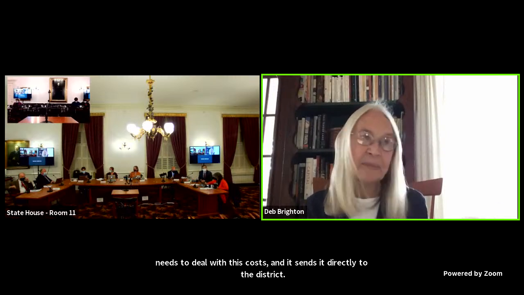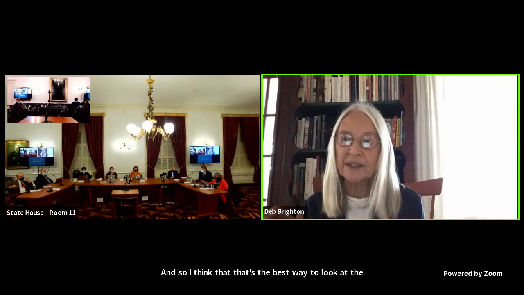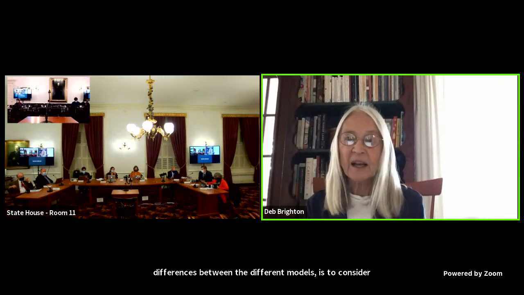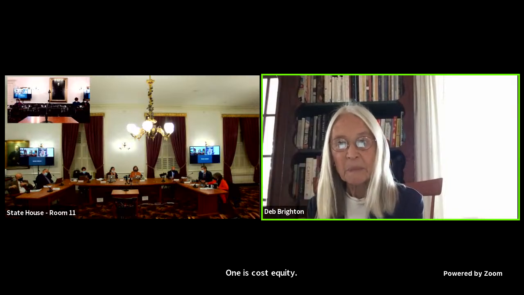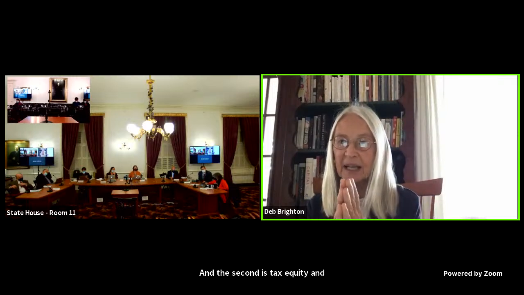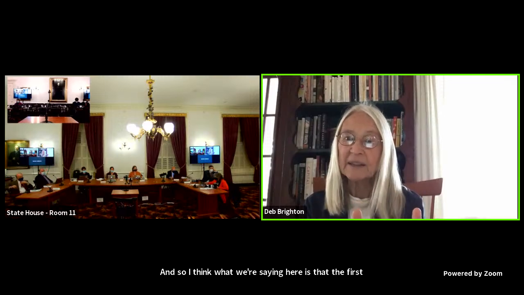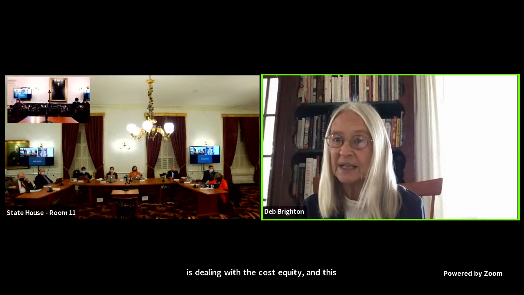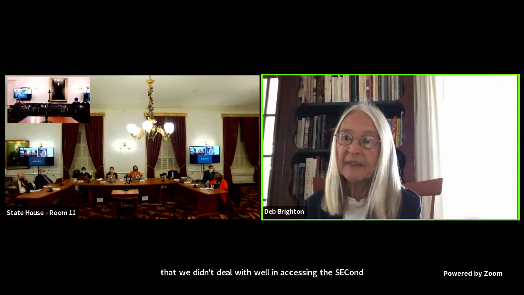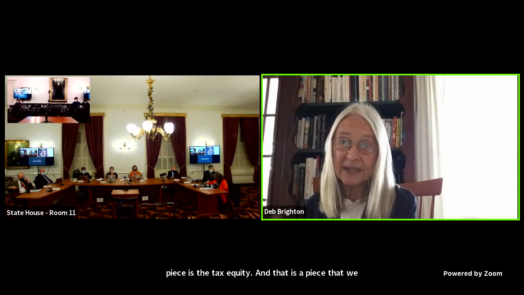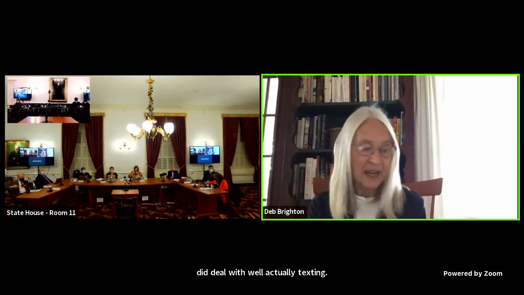And so I think that the best way to look at the differences between the different models is to consider there are two pieces. One is cost equity, and the second is tax equity. And so I think what we're saying here is that the first part is dealing with the cost equity. And this is a piece that we didn't deal with well in Act 60. The second piece is the tax equity. And that is the piece that we did deal with well in Act 60. And so for that reason, I think it's helpful to sort of separate them.